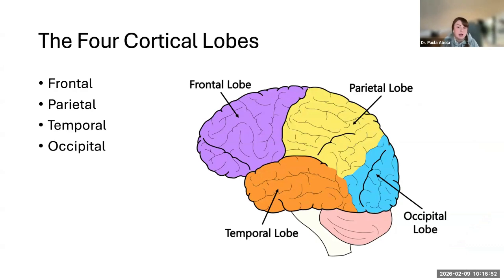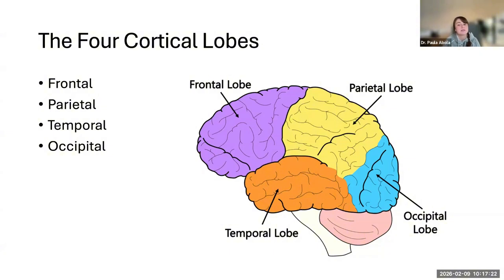So each hemisphere of the brain is divided into four major lobes. You might have heard the term lobes. So there's the frontal lobe, parietal lobe, temporal lobe, and occipital lobe. And these divisions are based on anatomical landmarks rather than sharp functional boundaries. But they provide a useful framework for understanding how different aspects of cognition and behavior are organized.